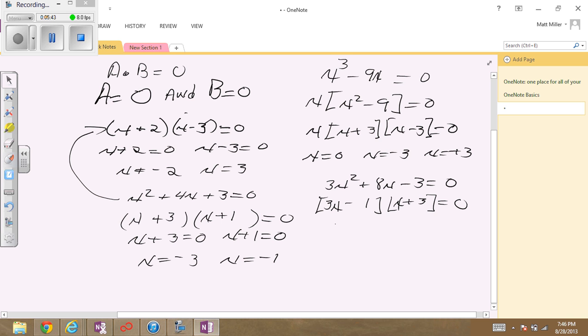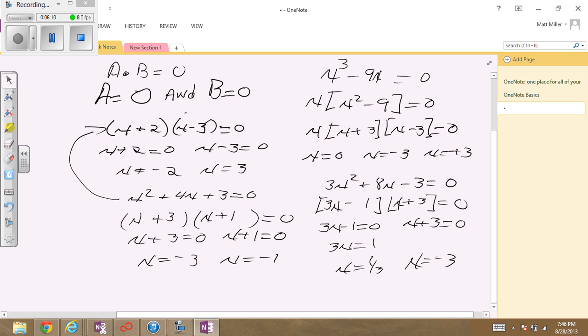So now these two factors are equal to 0. So individually, 3x minus 1 is set equal to 0. X plus 3 is equal to 0. Now we have simple equations. 3x equaling 1, implying x is equal to 1/3. And of course, this is just x equals negative 3.